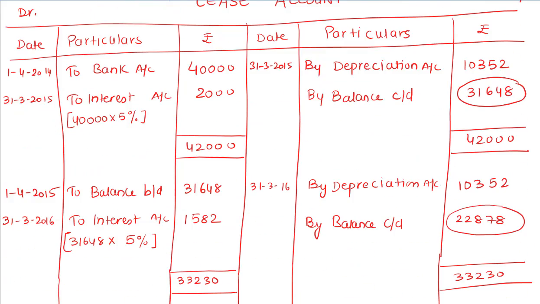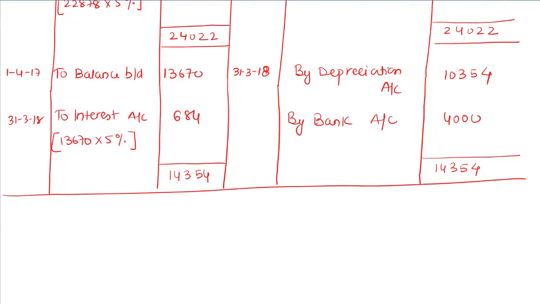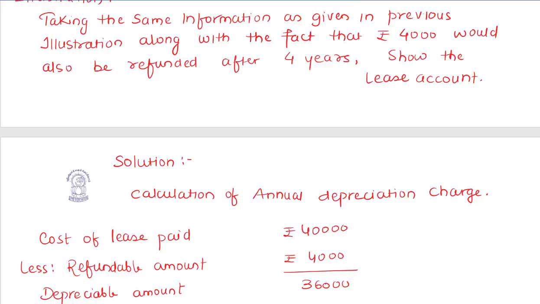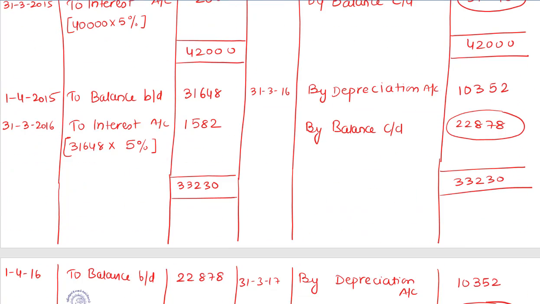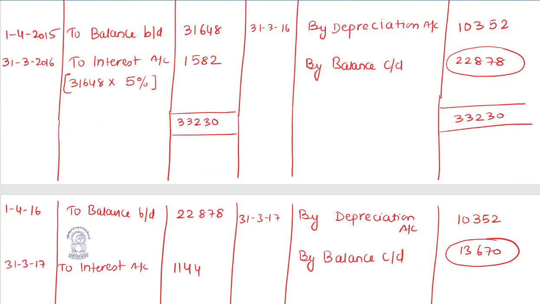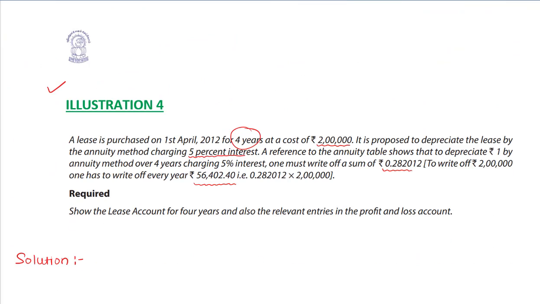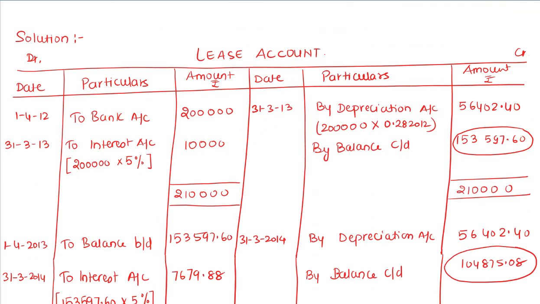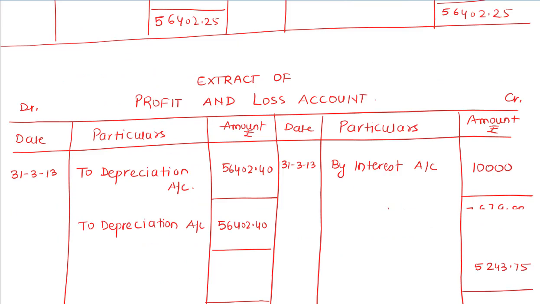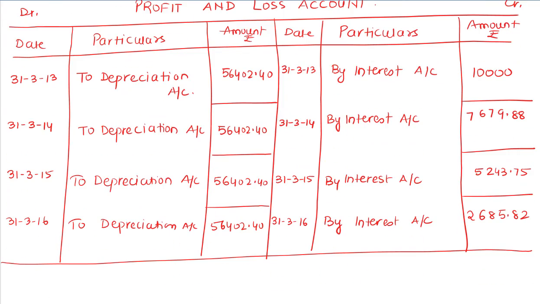We have solved one more illustration in relation to lease account, which was a bit unique, because the rupee 4,000 is refunded after 4 years. Then we prepared the lease account as well as the extract of profit and loss account for 4 years. I believe you must have understood the annuity method. We'll be continuing with a new method in the next class.